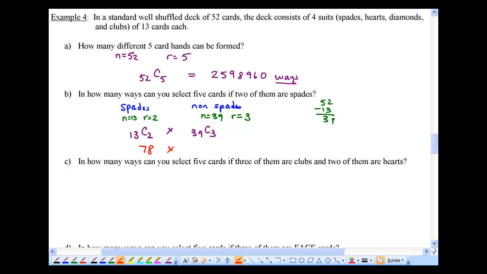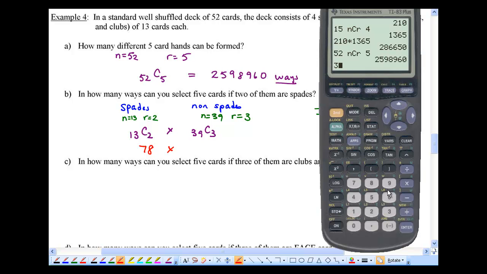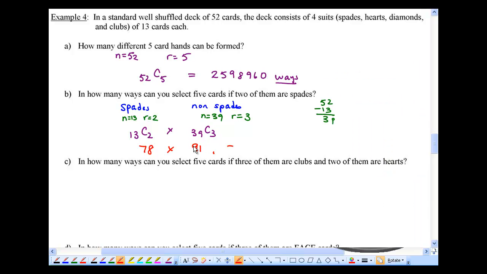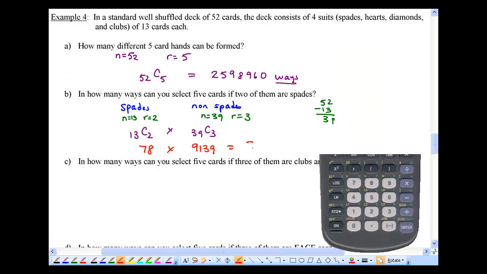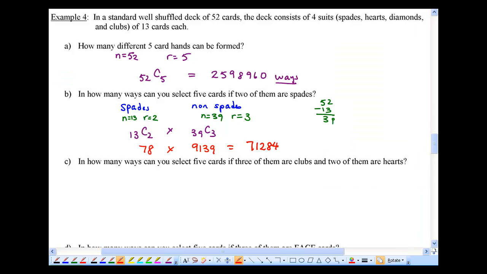39 choose 3. Yeah, I can't do that in my head. 39 choose 3 is 9139. Okay, 9139. Gonna multiply that by 78. Let's see what we have. Whoa, 712,842. 712,842 ways. Yeah.